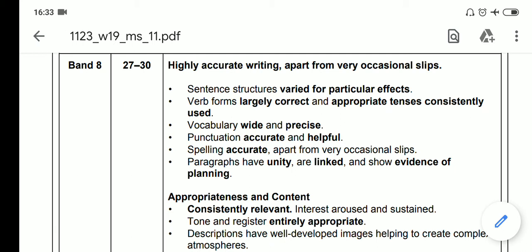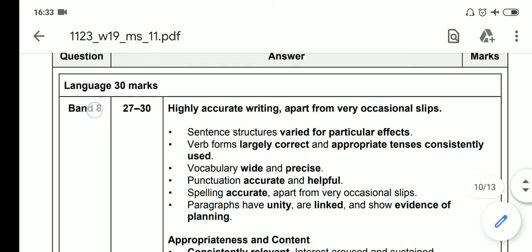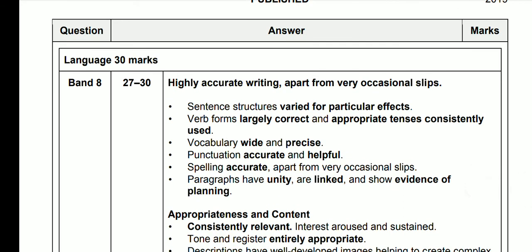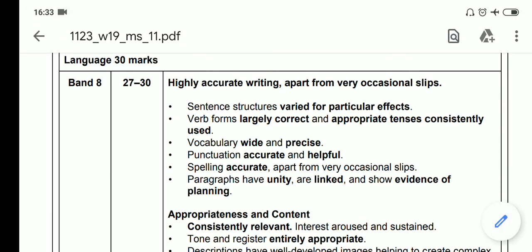But here all 30 marks are for the language, and the highest band is band 8, 27 to 30 marks. If you fall in band 8, you are sure to get an A star. So in order to get 27 to 30 marks, your language should be highly accurate, apart from very occasional slips.